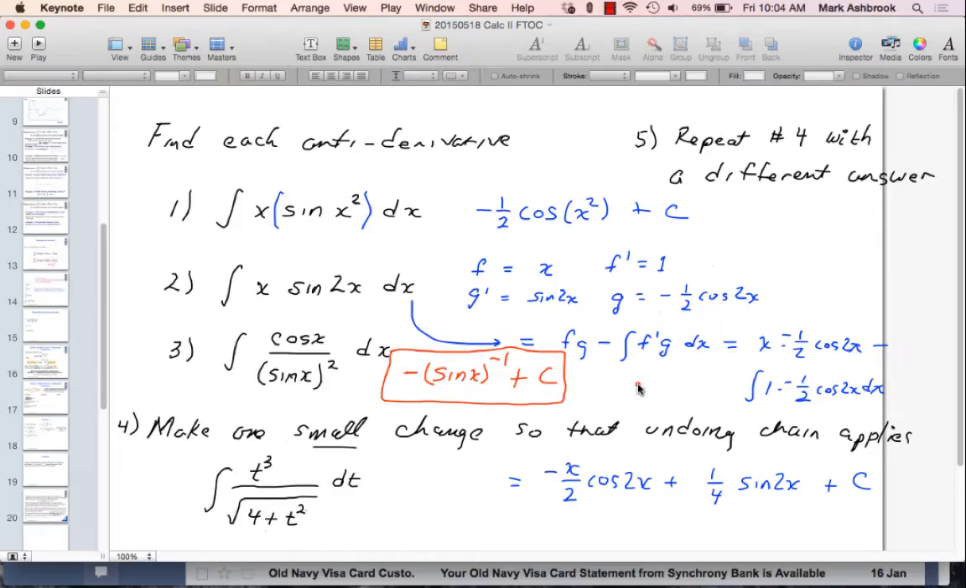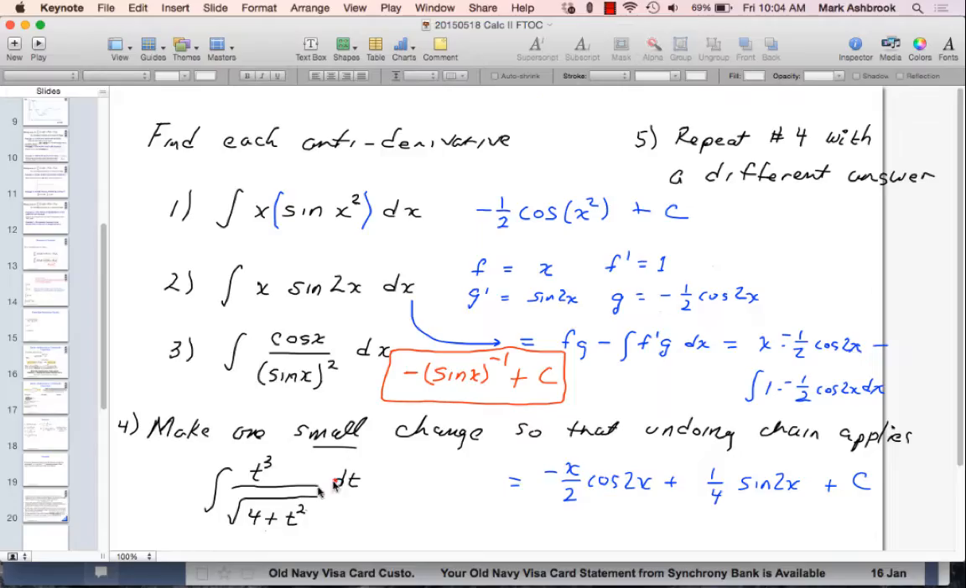Questions on that one? Okay, so this is not undoing the chain rule, and we want to make one small change so that it is undoing the chain rule. What's one small change we can make so it is undoing the chain rule?